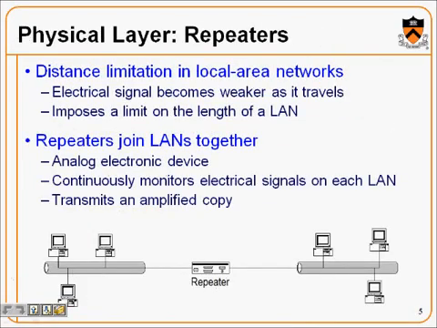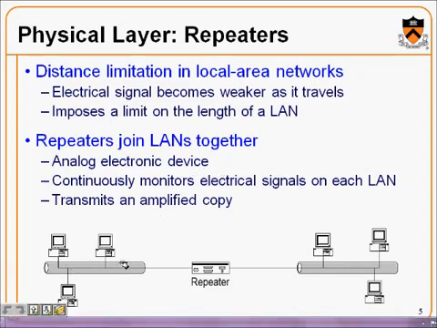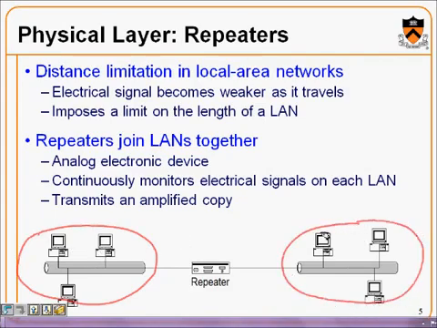So let's look at first what is a repeater. Repeaters were the first thing that were invented for making the LAN remove the distance limitation. So what does that mean? Initially, let's say you have a university campus. In building A you have some computers, and in building B you have some computers, but I want those to be on the same local area network.